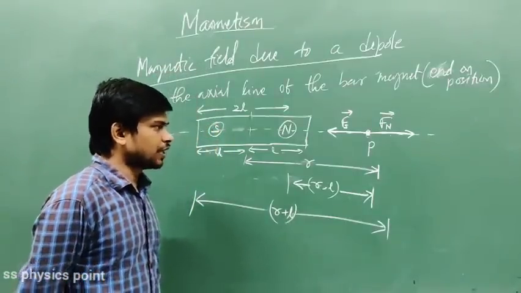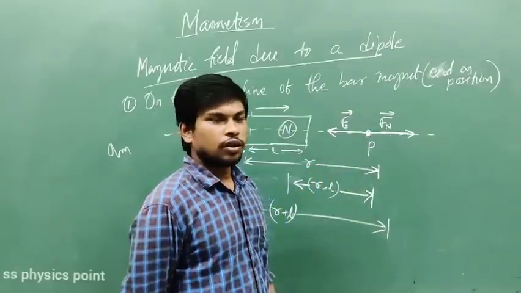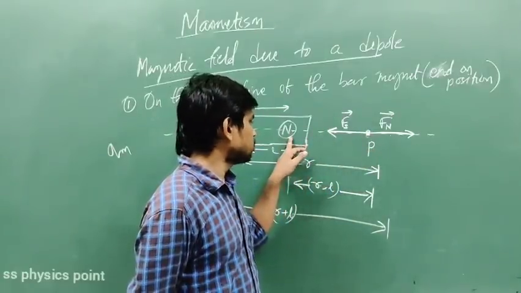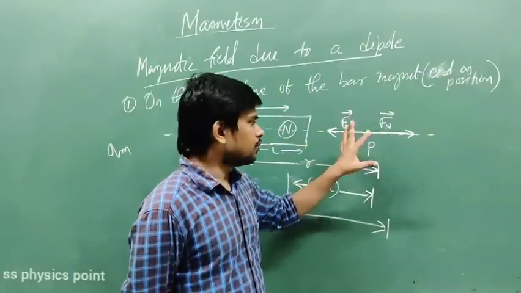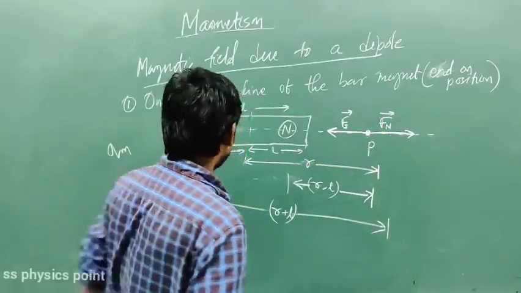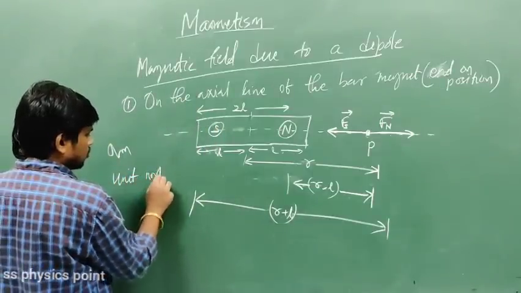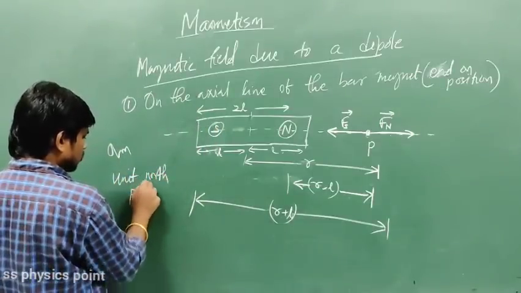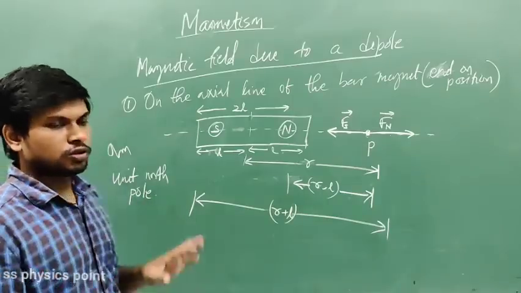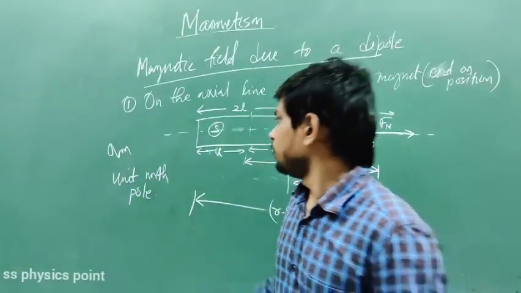Then after that you can write the force at point P due to north pole. यहाँ पर कितना फोर्स आ रहा है, किसके वजह से, नॉर्थ पोल के वजह से. And remember here you are taking a unit north pole. So north pole, remember monopole does not exist, so don't confuse with north pole.